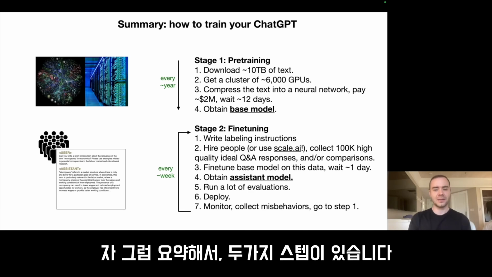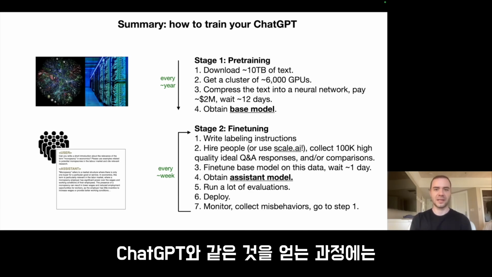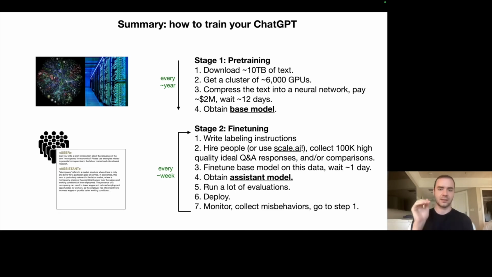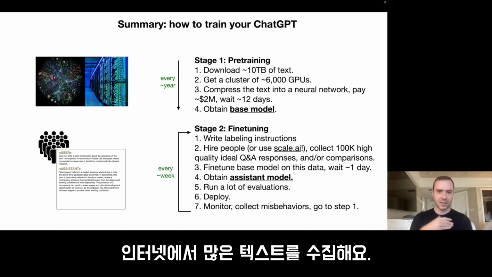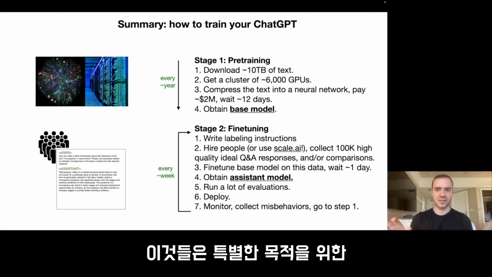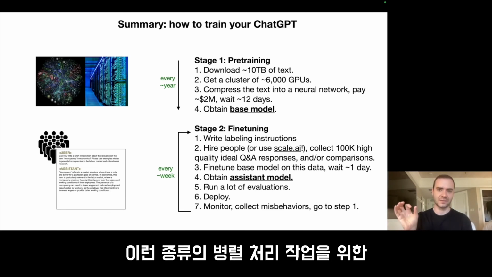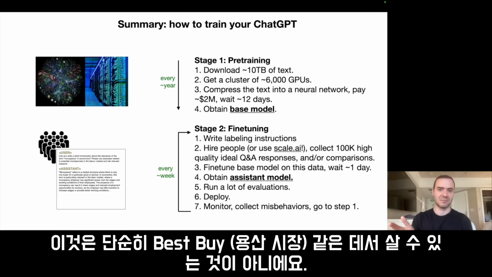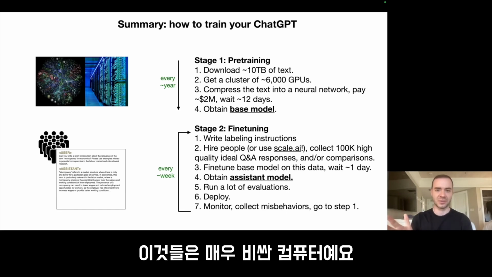Roughly speaking, here are the two major parts of obtaining something like ChatGPT. There's stage 1 pre-training and stage 2 fine-tuning. In the pre-training stage, you get a ton of text from the internet. You need a cluster of GPUs. These are special purpose computers for these kinds of parallel processing workloads. This is not just things that you can buy in Best Buy. These are very expensive computers.